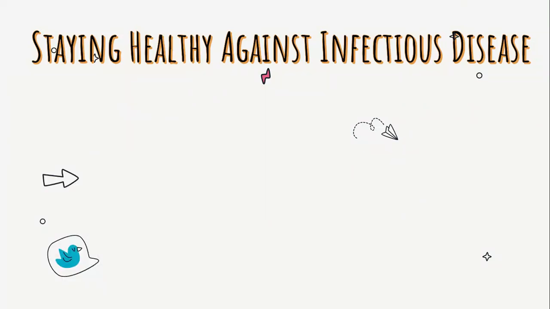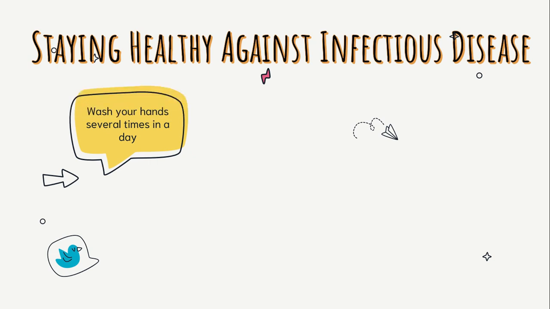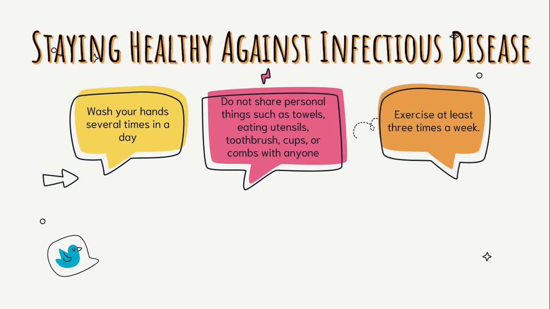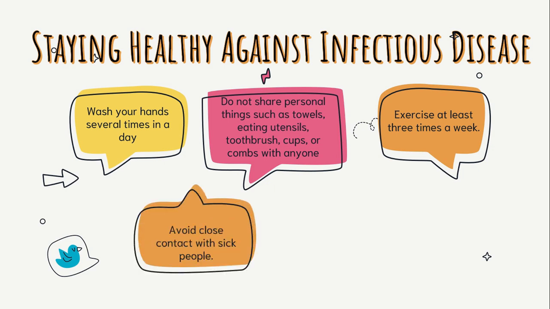Okay, so how do we avoid the different germs so that we cannot have an illness or disease? These are ways of staying healthy against infectious disease. The first one is to wash your hands several times a day. After you touch something, you will wash your hands or use alcohol. Next, do not share personal things such as towels, eating utensils, toothbrush, cups, or combs with anyone. And exercise at least 3 times a week. And avoid close contact with sick people.